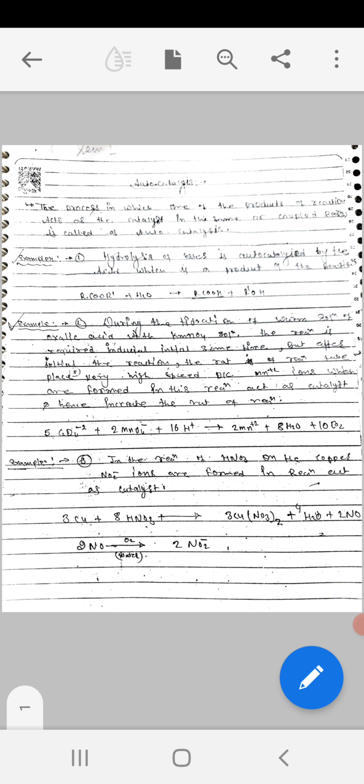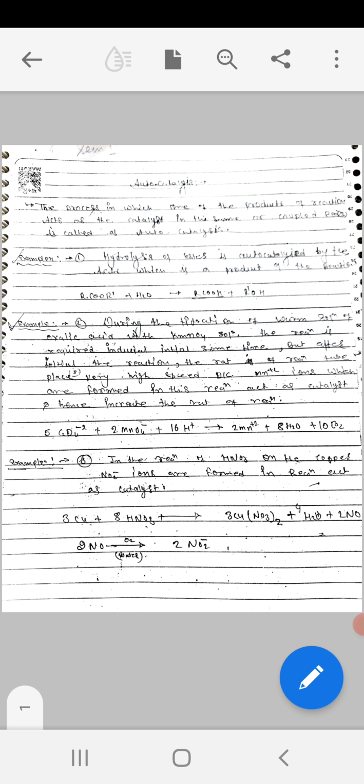Second example of autocatalysis is during the titration of a warm solution of oxalic acid with KMnO4 solution. The reaction requires some initial induction time, but after that initial time the rate of reaction becomes very high. Here Mn2+ ions which are formed in this reaction act as catalyst and increase the rate of reaction.